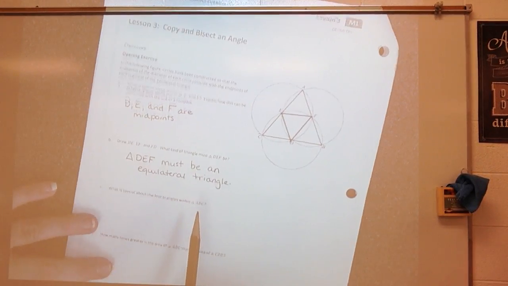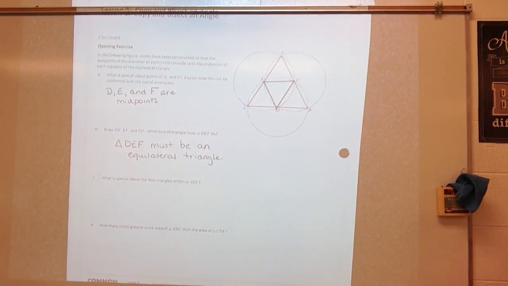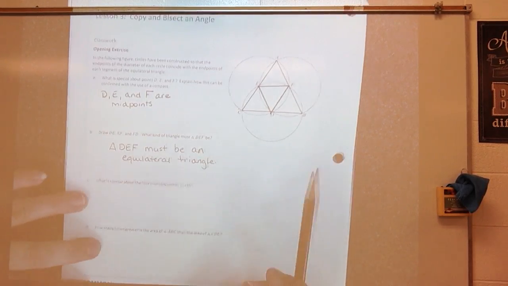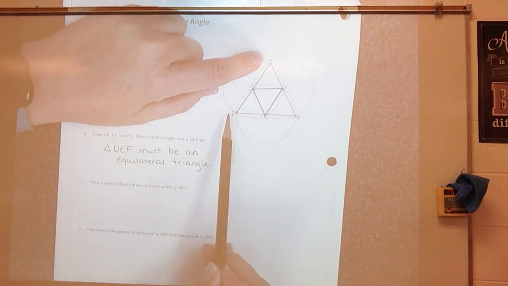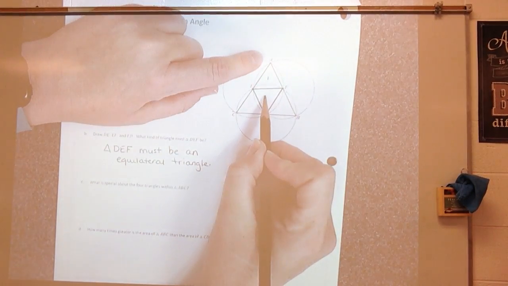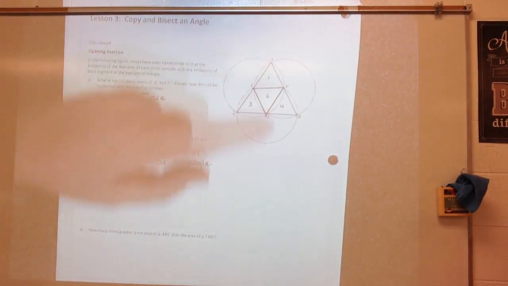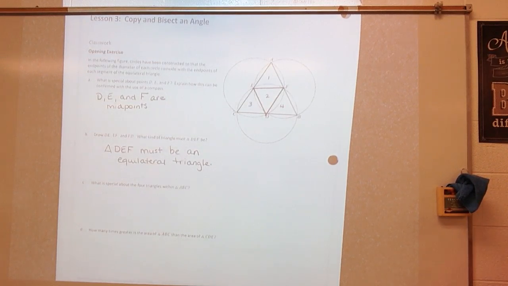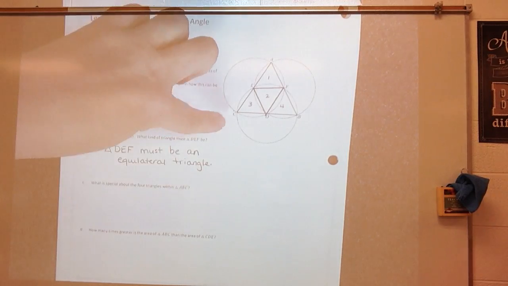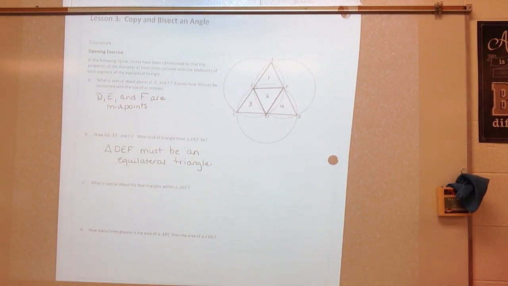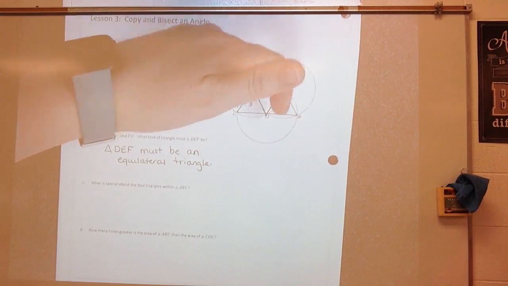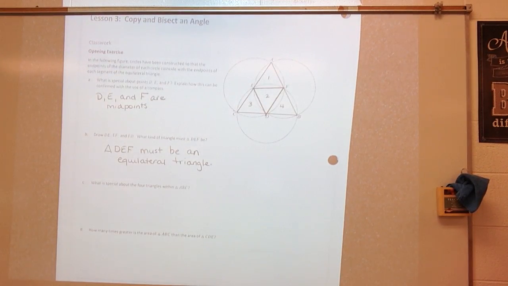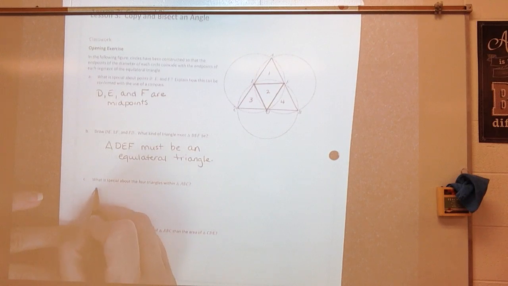All right, so it says that it must be an equilateral triangle. What is special about the four triangles within triangle ABC? So here we have our whole triangle, and we've got four separate triangles, all within that same big triangle, and it wants to know what's special about those four triangles. Well, since we know that triangle ABC is an equilateral triangle, and since we know that triangle EFD is an equilateral triangle, all four triangles must be what? They must be equilateral triangles.